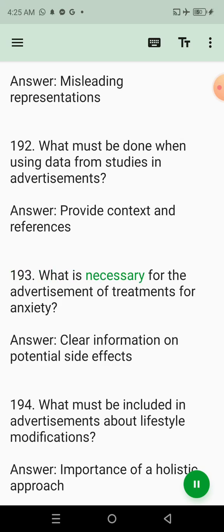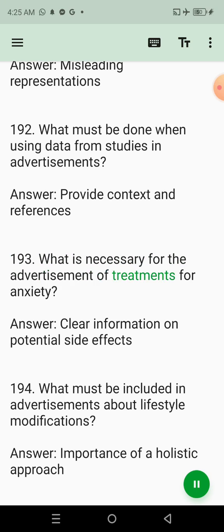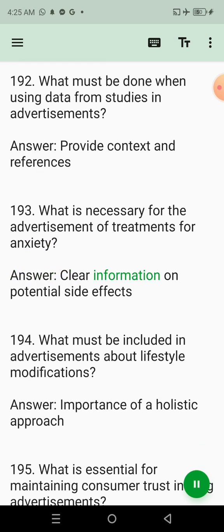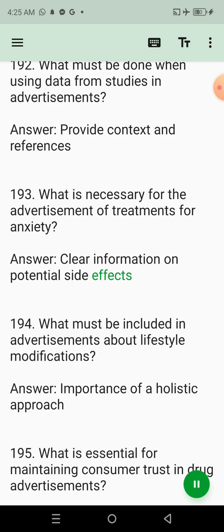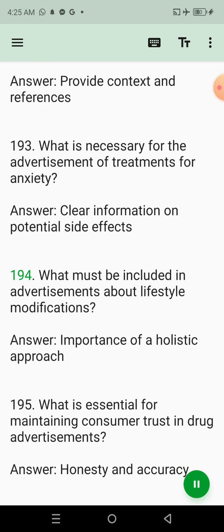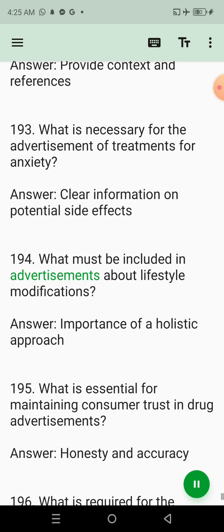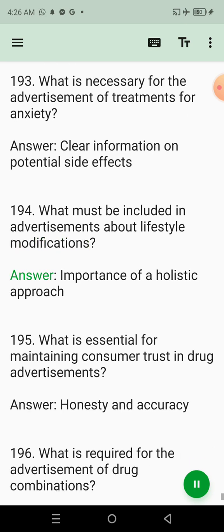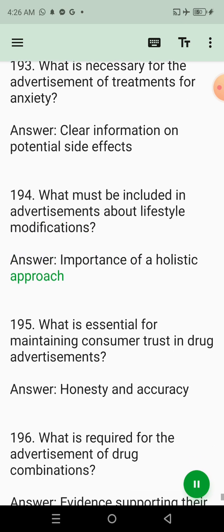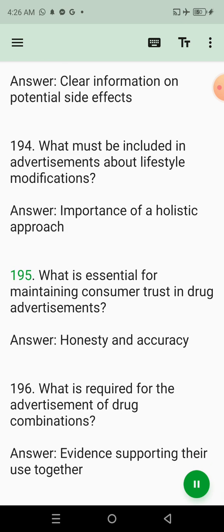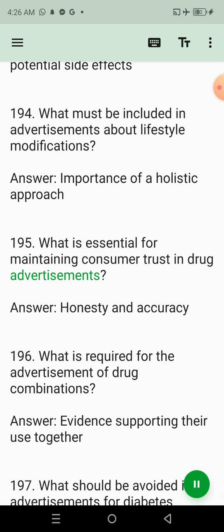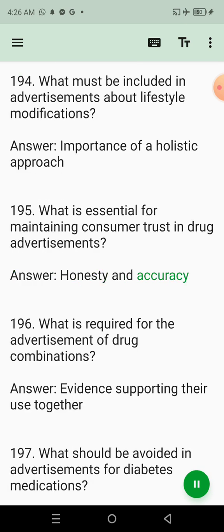193. What is necessary for the advertisement of treatments for anxiety? Answer: clear information on potential side effects. 194. What must be included in advertisements about lifestyle modifications? Answer: importance of a holistic approach. 195. What is essential for maintaining consumer trust in drug advertisements? Answer: honesty and accuracy.